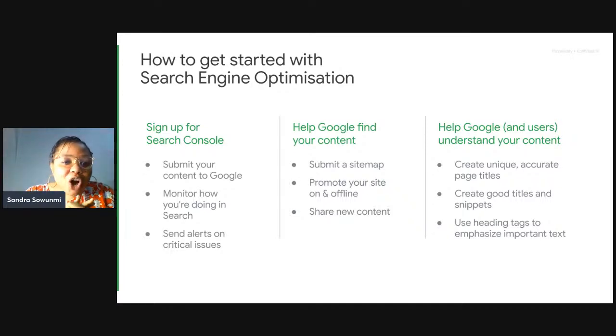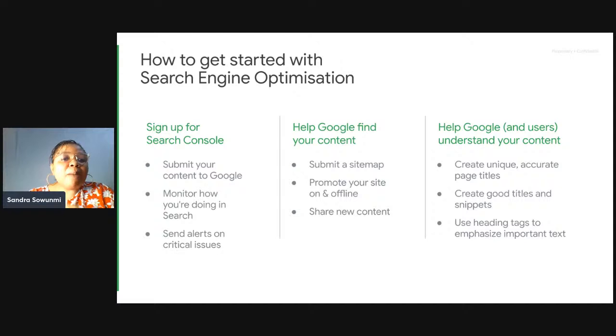So first you need to submit your content to Google. When you submit your content to Google, Google will help you monitor how you are doing on search. Even if you have critical issues with some of the content you've put up, Google will let you know, help you tackle those issues, and even send you feedback. That is how it works. Then also help Google find your content. Submit a sitemap.